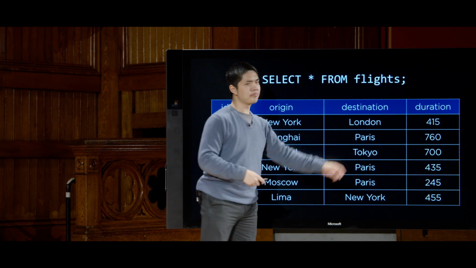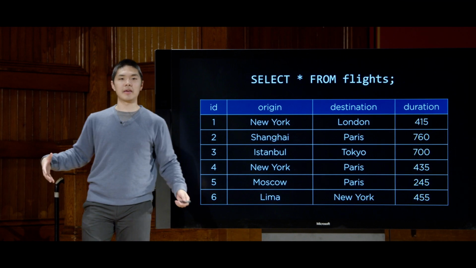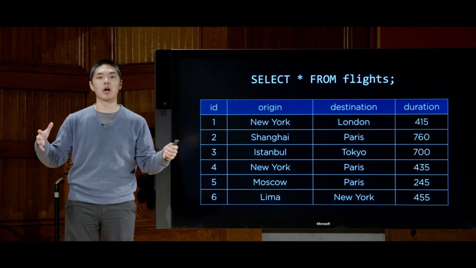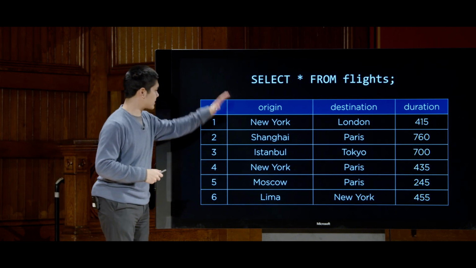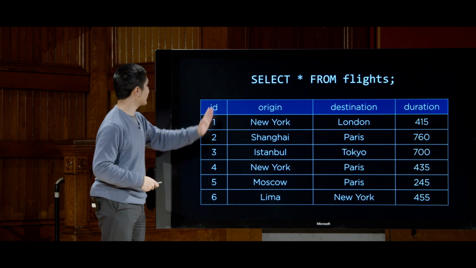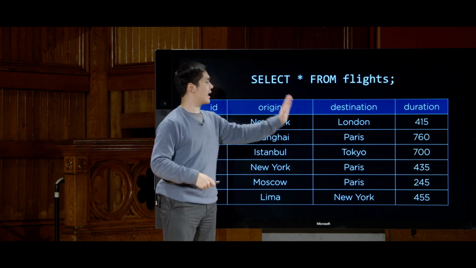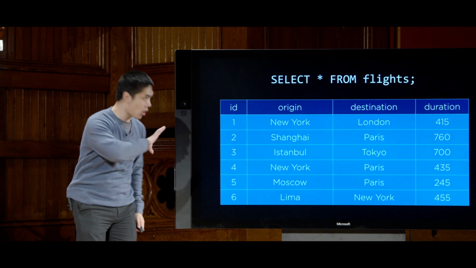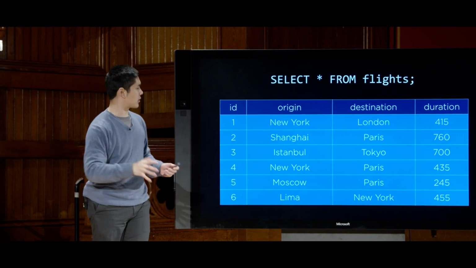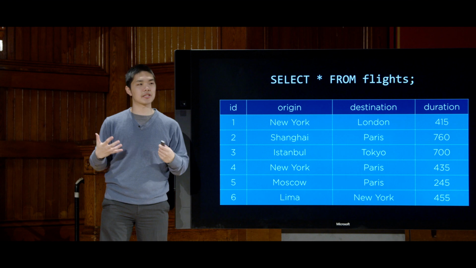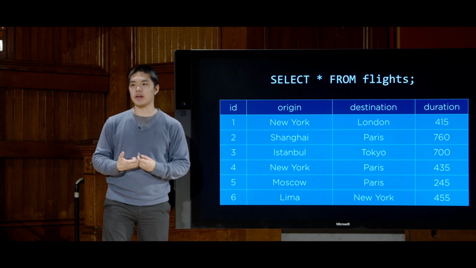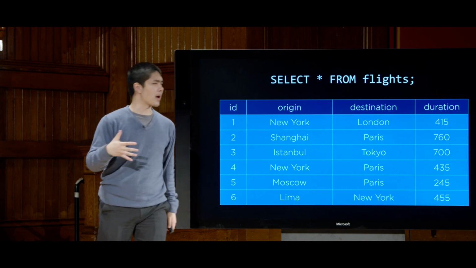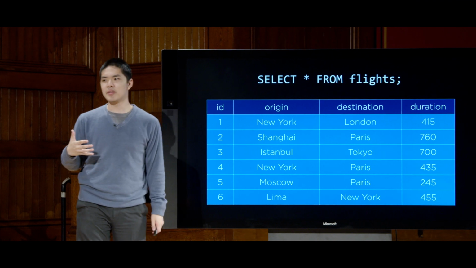And this star is a wildcard that here just means select all of the possible columns that you can. And so if this is my table of flights, where each flight has an ID, an origin, a destination, and a duration, then select star from flights will select all of that data. All of the rows and all of the columns are going to come back to me when I run a query like this.